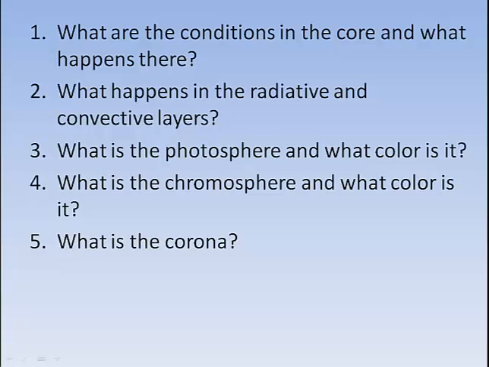What is the chromosphere and what color is it? The chromosphere is the inner atmosphere of the sun, and it's red. And what is the corona? The corona is the outer atmosphere of the sun.